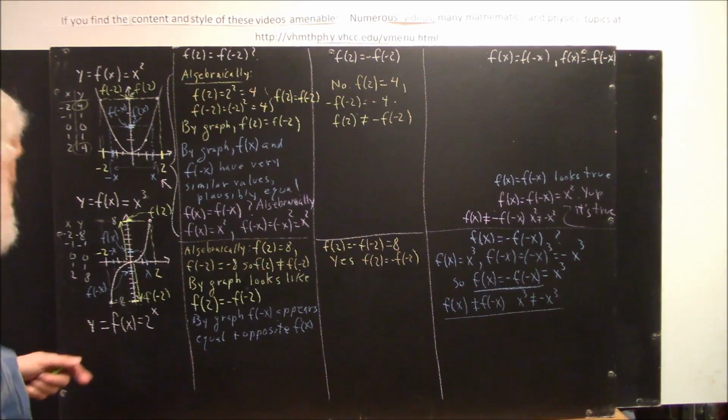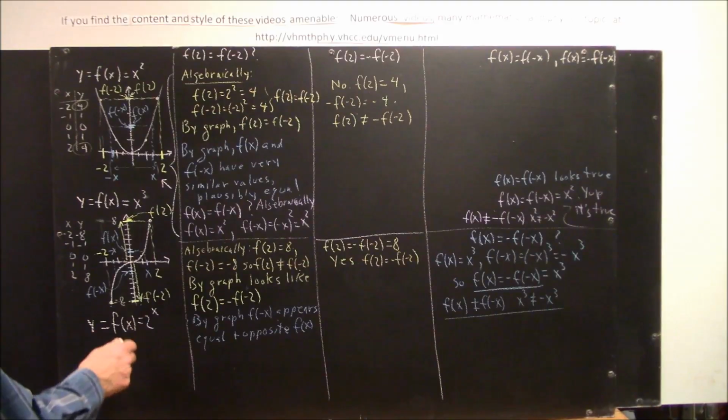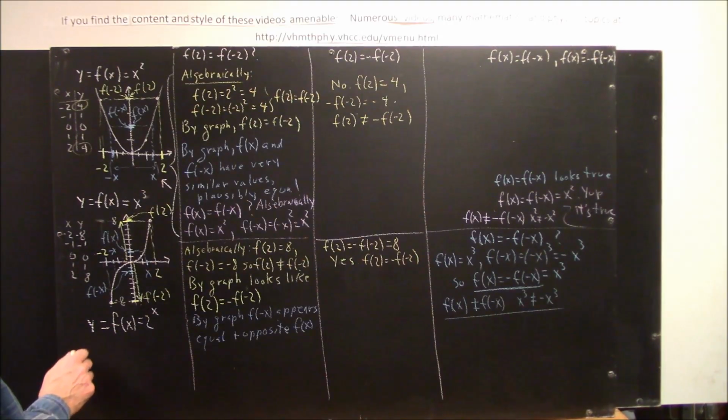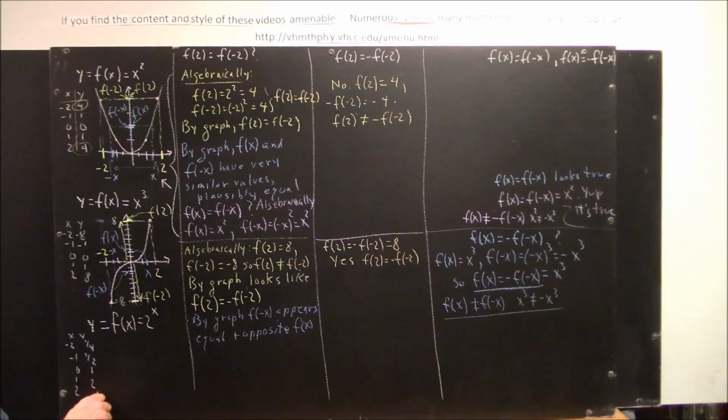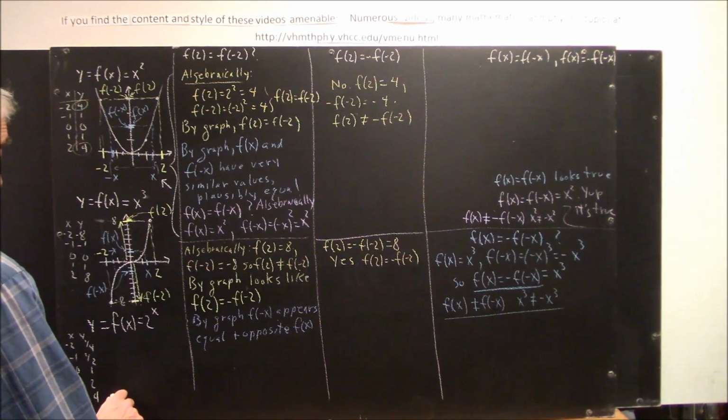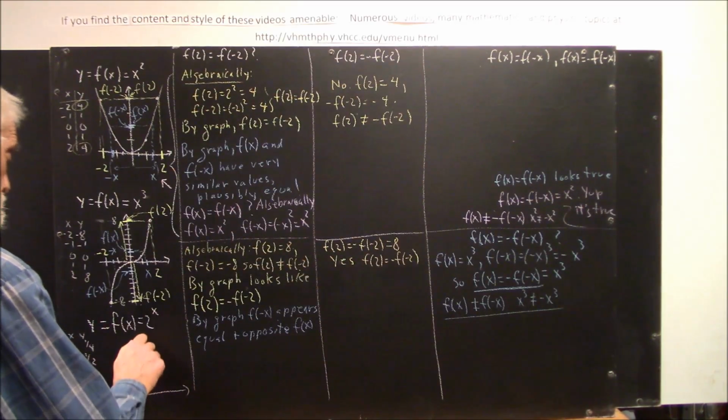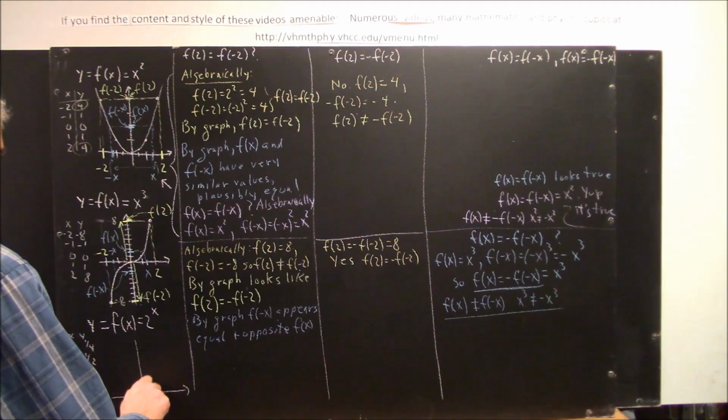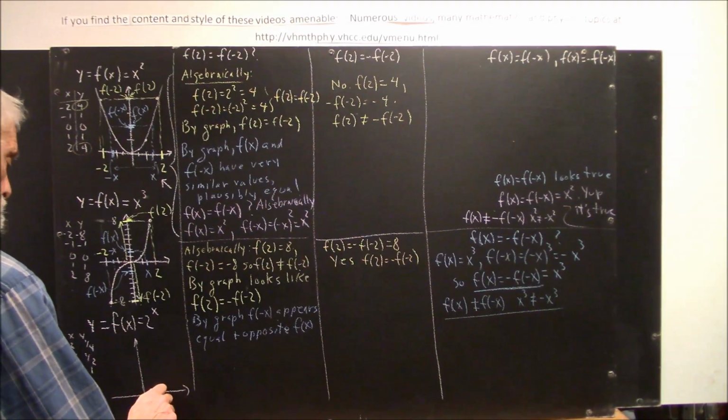discuss the graph of y equals f of x equals 2 to the x. And again, our x values are negative 2, negative 1, 0, 1, 2. These x values give us 1/4, 1/2, 1, 2, and 4 for the y values. And our graph could look something like this.